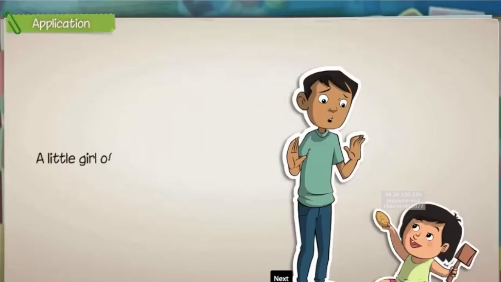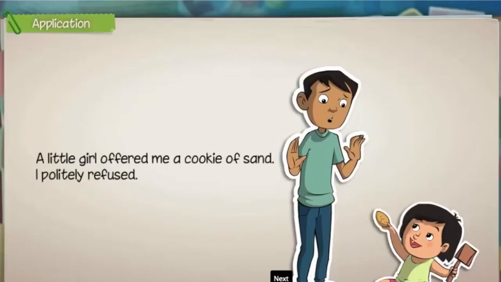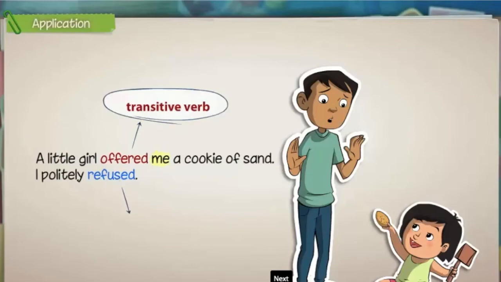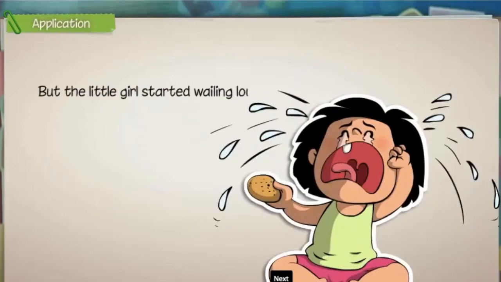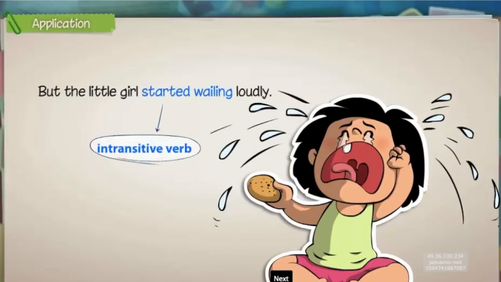A little girl offered me a cookie of sand. I politely refused. Now offered is a transitive verb because it has the object, a cookie of sand. But I politely refused. Refused is an example of an intransitive verb. But the little girl started wailing loudly. Started wailing is an intransitive verb because there is no object.